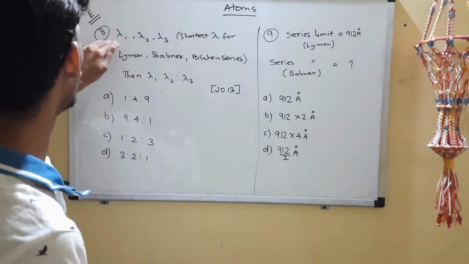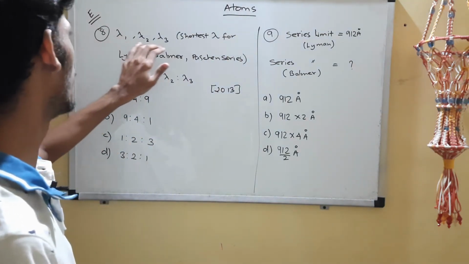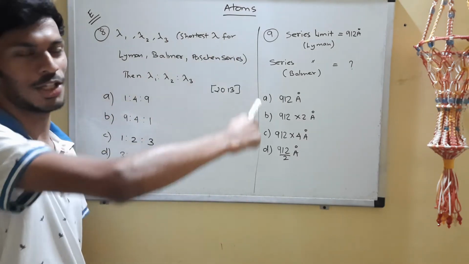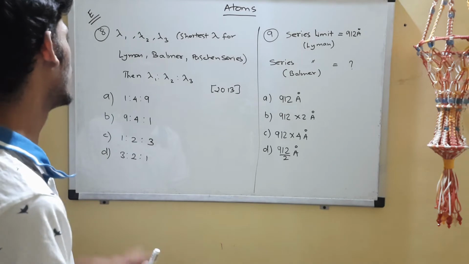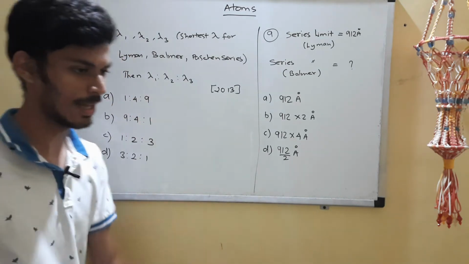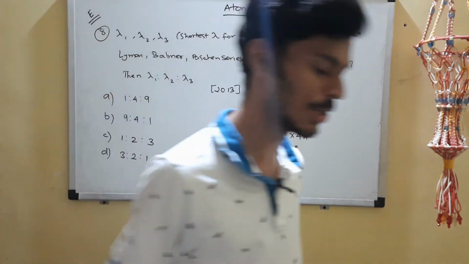So let's come to question number 8. Here we are told that lambda 1, lambda 2, lambda 3 are the shortest wavelength for Lyman, Balmer and Paschen series respectively. Then you are supposed to find what is the ratio of lambda 1, lambda 2 and lambda 3. Again, the same formula we are going to use.